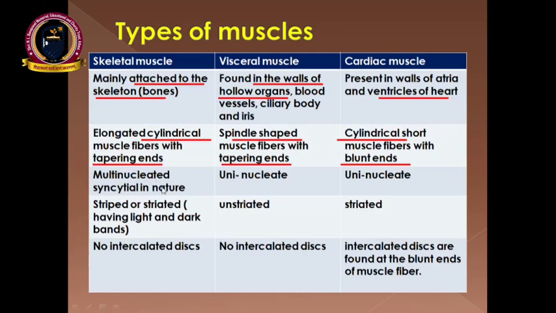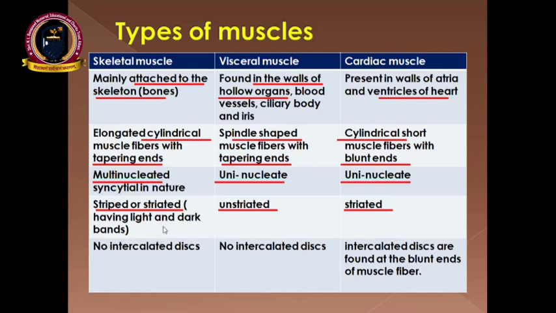Then if you take up the nuclei, skeletal muscle fibers have many nuclei, multinucleated, and that condition is called syncytial. Whereas the visceral muscle fibers are uninucleate, a single nucleus is there. And cardiac muscle fibers also have a single nucleus. Then skeletal muscle fibers are striated, that is having light and dark bands, whereas the visceral muscles are unstriated or non-striated, and cardiac muscles again are striated.